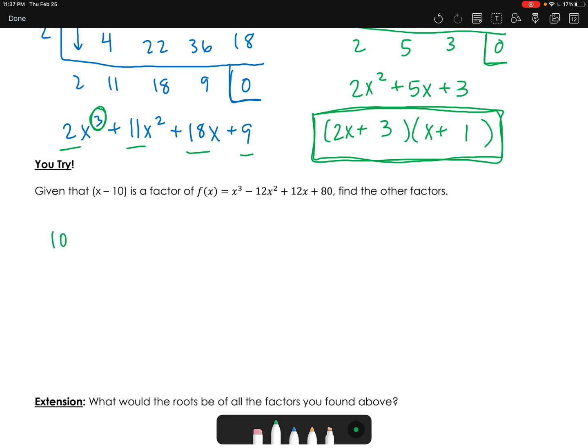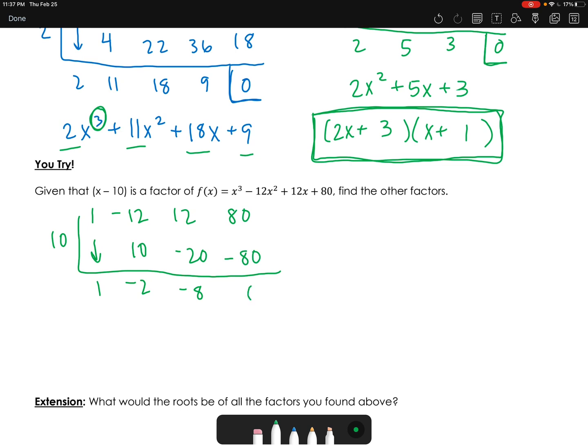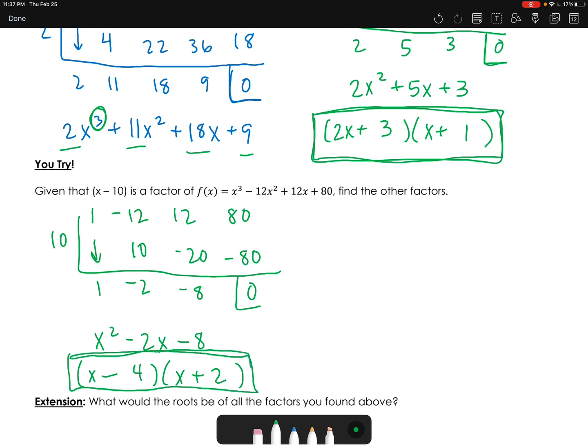Okay, now that you're back, you have 10, 1, negative 12, 12, and 80. 1, 10, negative 2, negative 20, negative 8, negative 80, 0, x squared minus 2x minus 8. I'm going to factor this now. And I want to use 4 and 2, negative 4, positive 2. These are my other two factors. How'd you do? x minus 4, x plus 2.